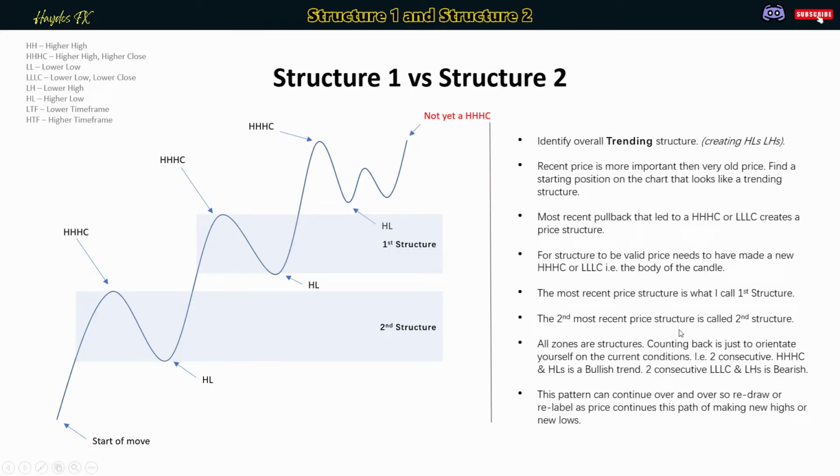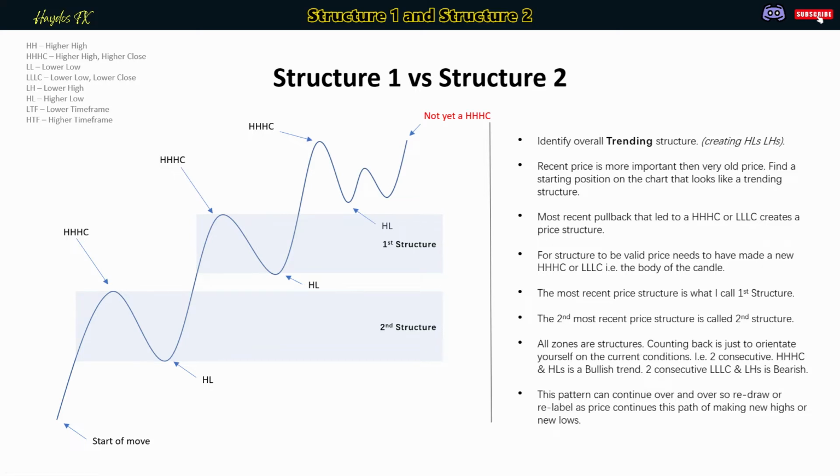So here, what I call structure one, structure two is basically just waves in the market. And I'm going to identify waves in the market that stand out more in a trending market. It's a way that I can identify my overall structure in the market, if it's making higher lows or lower highs. And then I'm going to be able to use that to give myself a directional bias.